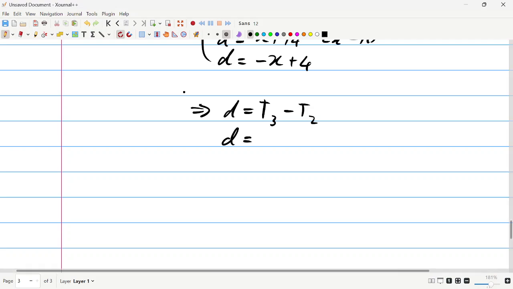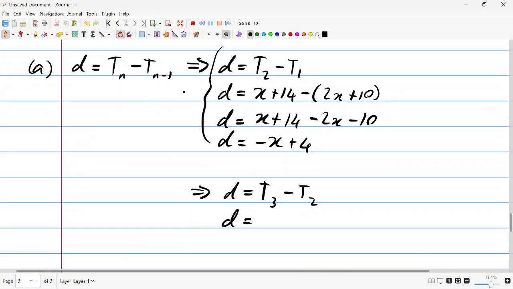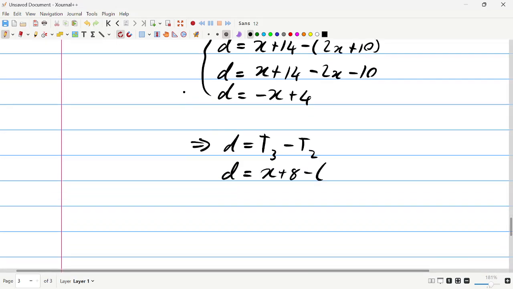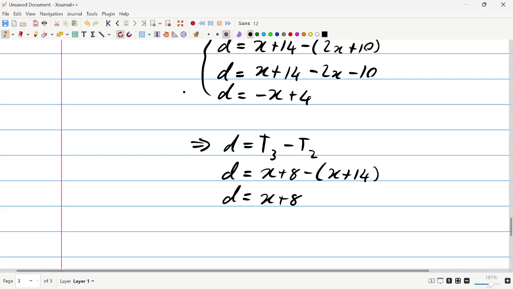Therefore, D is just going to be equal to term 3. What is term 3 equal to? Term 3 is equal to x plus 8, and we're subtracting it by x plus 14, which is term 2. And then D is just equal to x plus 8, take the negative in, it's minus x, and minus 14. And therefore, what we notice, the x's cancel, and we have 8 minus 14, which is just equal to minus 6.